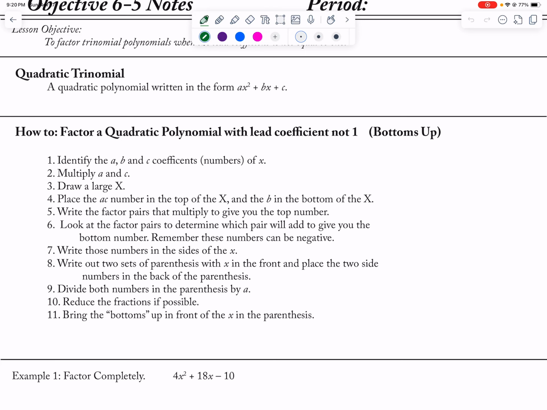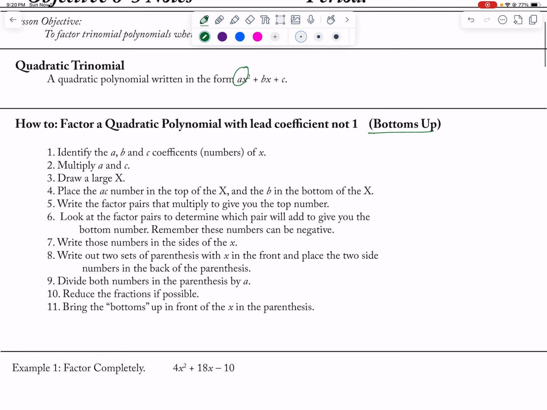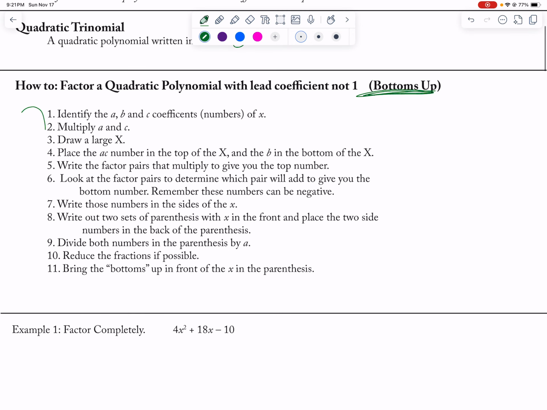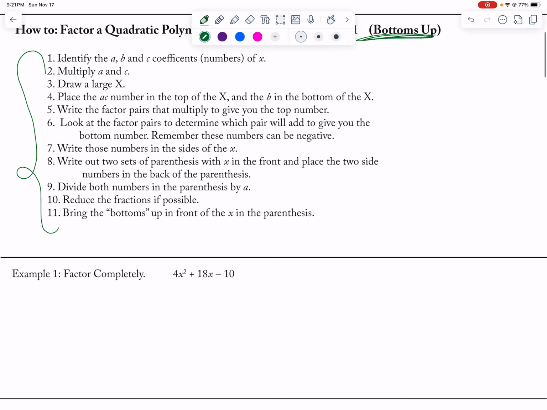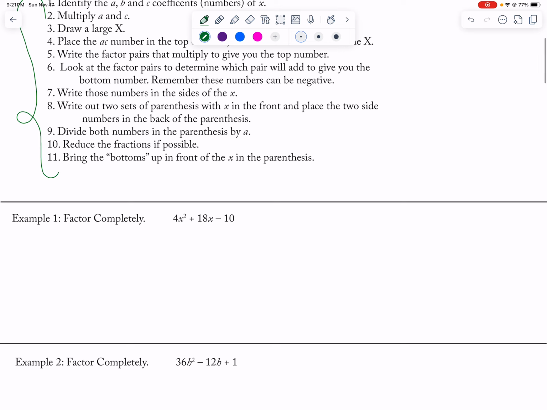So now we're going to change the coefficient in front of x squared to be something other than 1. And we're going to use a thing called bottoms up. So you can read this later. It is the step-by-step for what we're going to do, but I'm not going to read it to you because you could just read it later.